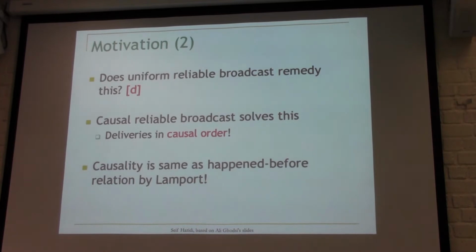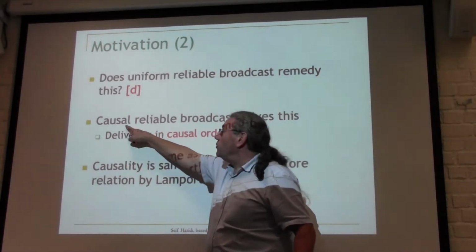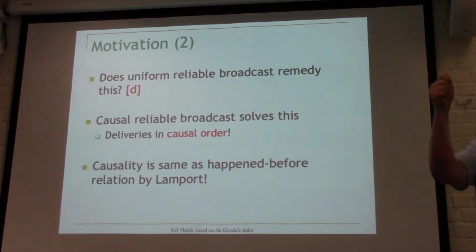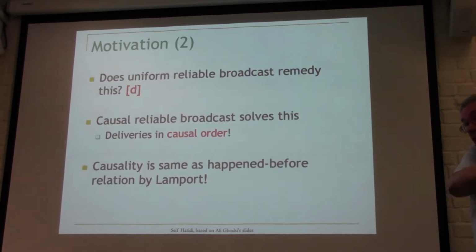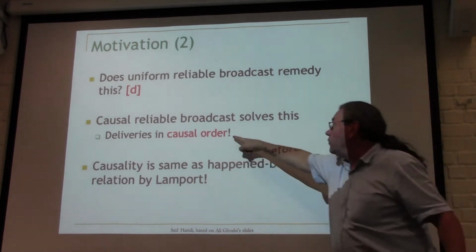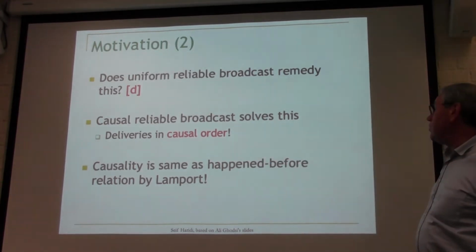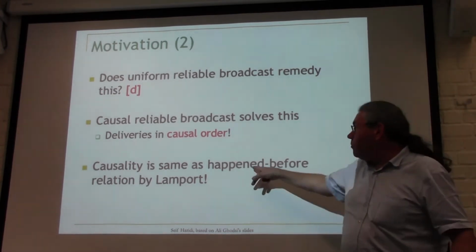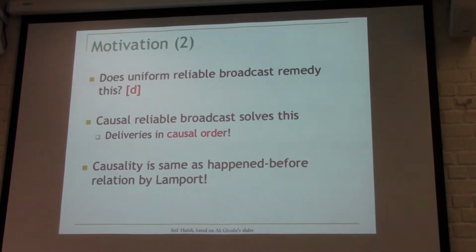Okay. We're going to solve it today. We're going to define causal reliable broadcast, where if you have multiple broadcasts that have some causal connection, the delivers are going to be guaranteed in causal order. So remember causal order, that happened-before relation that we saw a long time ago?